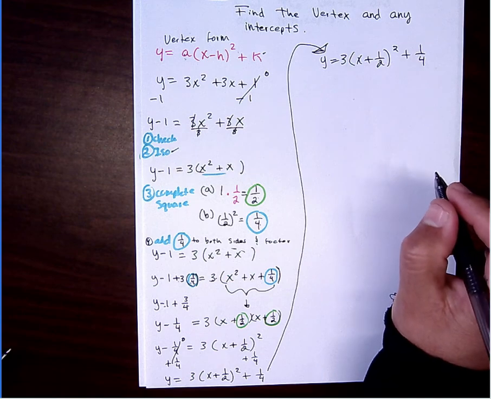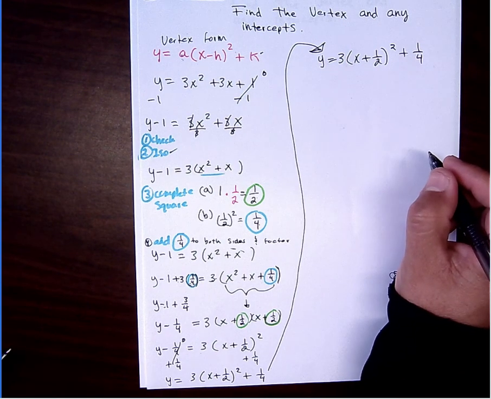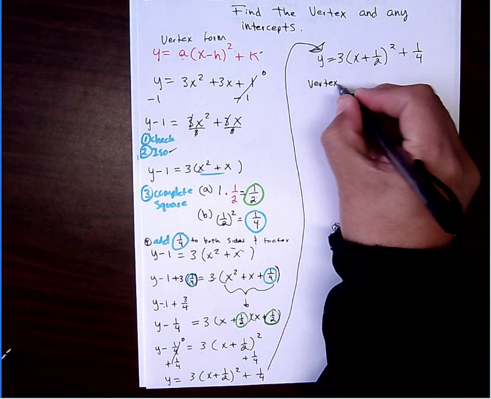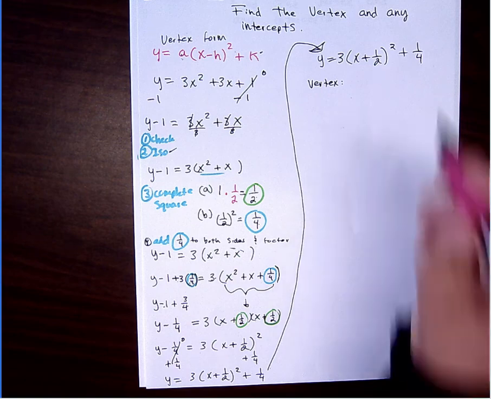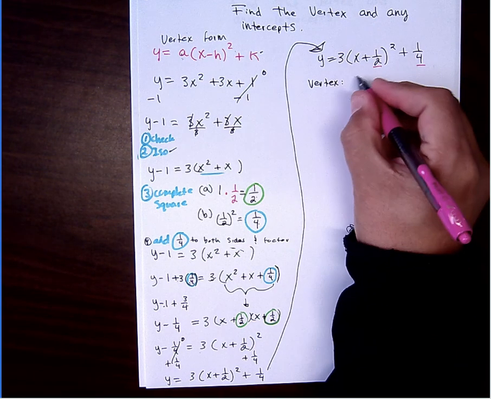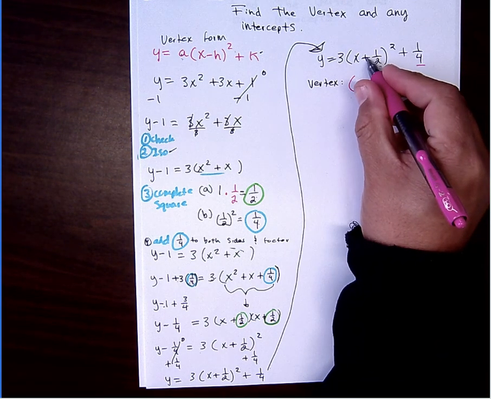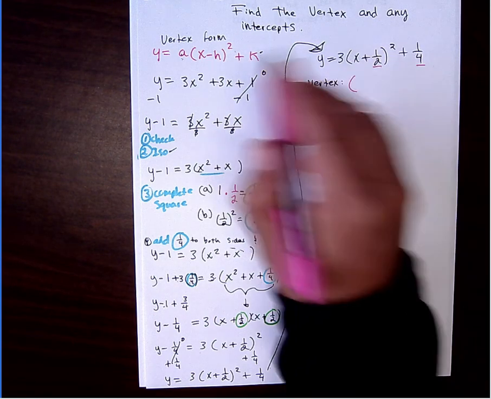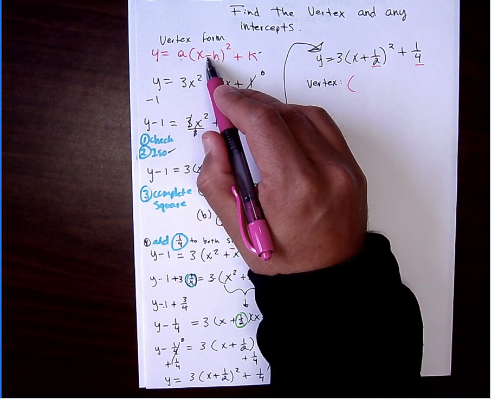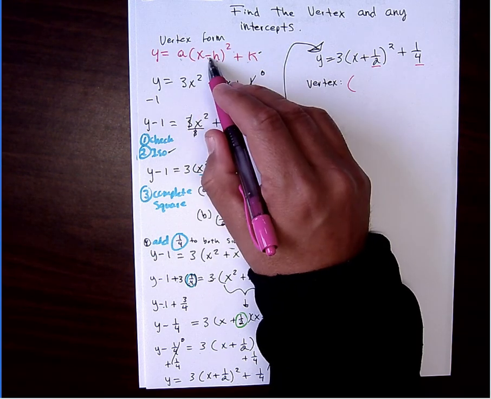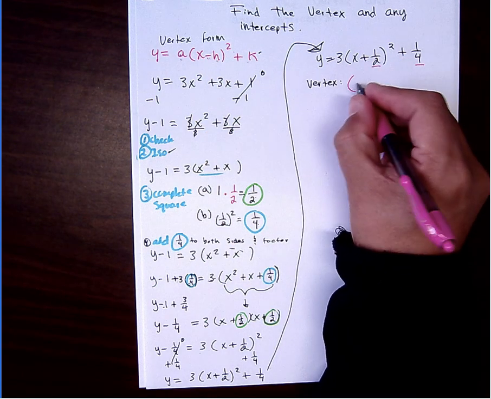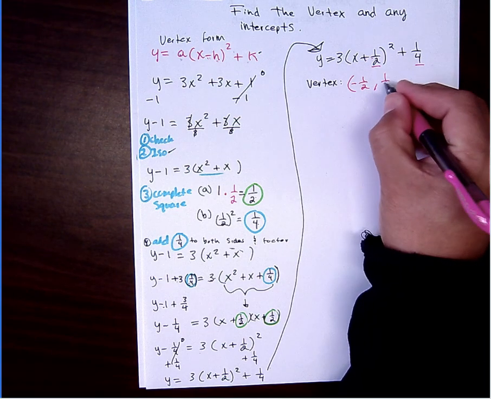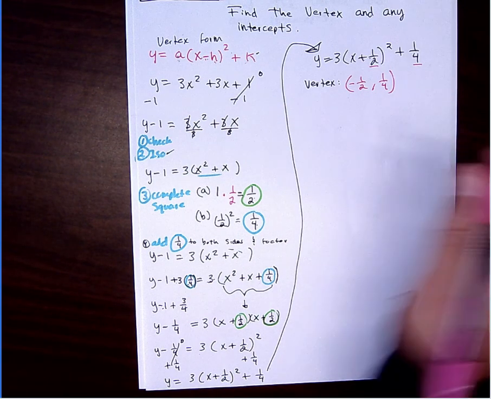Plus 1/4. So we can find the vertex now. The vertex would be these two numbers. This is the h. When you do the opposite of this sign, remember I told you, the original vertex form has a negative. So if you see a positive, that means that number has to be a negative. Just do the opposite. That one stays the same. That's the vertex.